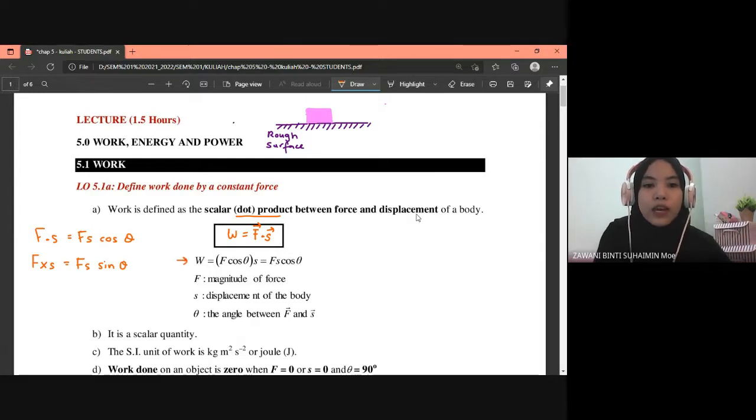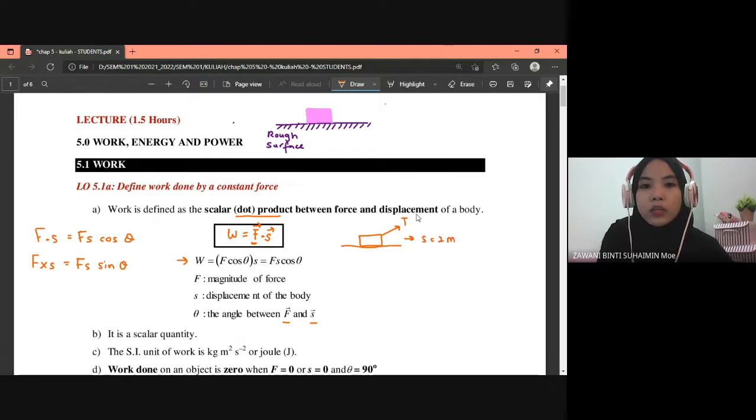Okay, so F will be the magnitude of force, S will be the displacement of the body, and theta will be the angle between force and displacement travel. Okay, so contohnya kita ada satu buku. Okay, buku tersebut dikenakan external force. Contoh, saya lukis satu blok, blok di atas satu permukaan. And then there is a tension here. Okay, tension itu kita akan definekan dia sebagai kita punya force lah. Okay, force. And then this tension akan tarik blok tersebut ke kanan sejauh 2 meter.